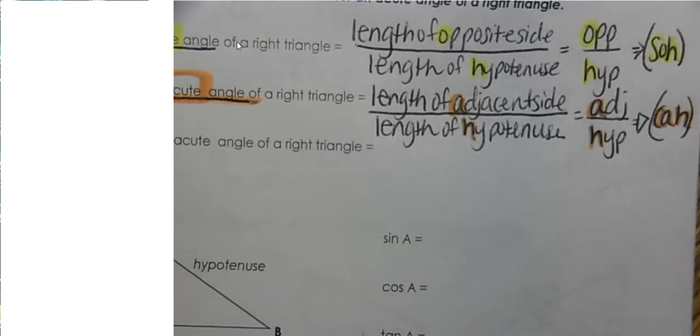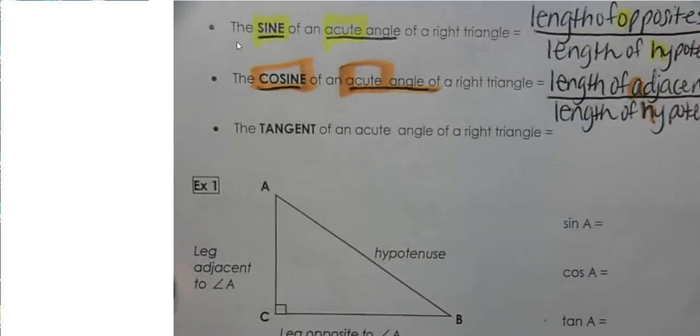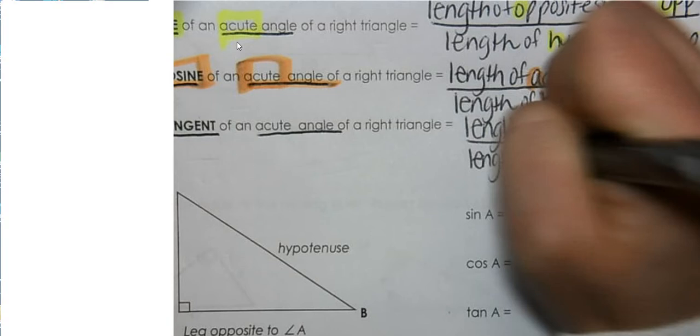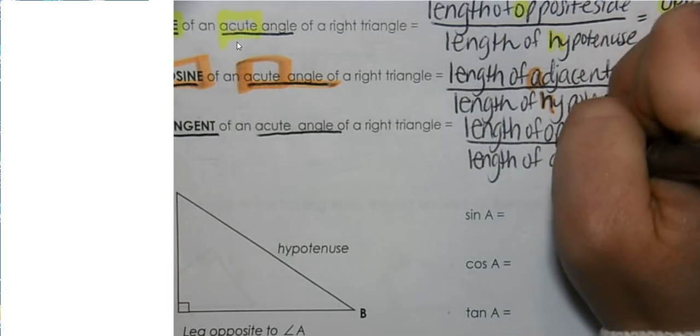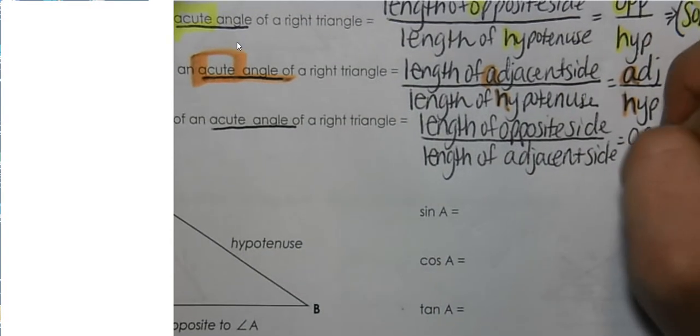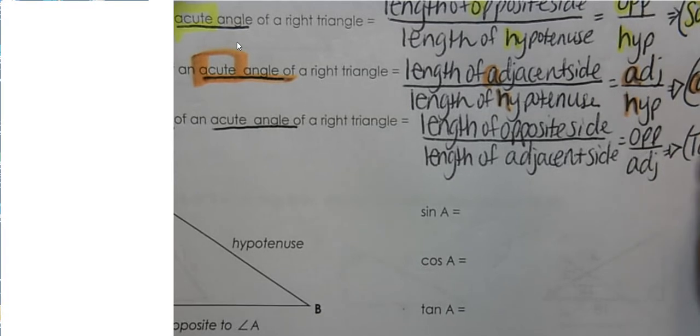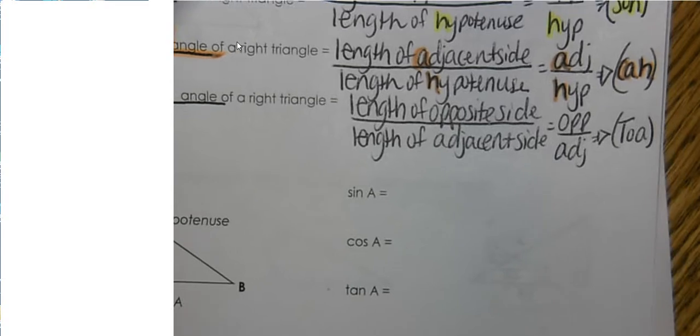And finally, we have tangent. So the tangent of an acute angle of a right triangle is equal to the length of the opposite side divided by the length of the adjacent side. Shorthand, we write OPP divided by ADJ, and that is where the TOA comes from of SOHCAHTOA, the TOA.